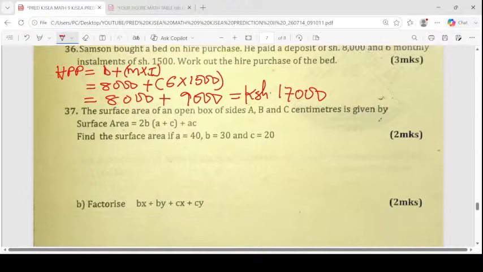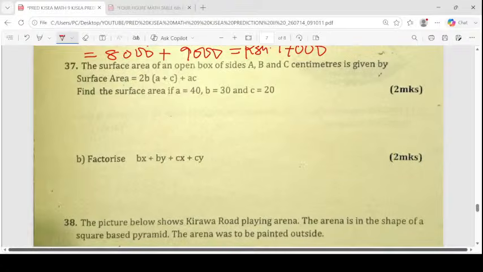Let us have a look at question number 37. The surface area of an open box of sides A, B, and C centimeters is given by 2b into a plus c plus ac. Find the surface area if a is equal to 40, b is equal to 30, and c is equal to 20. Remember that the formula is surface area is given by 2b into a plus c, then plus ac.